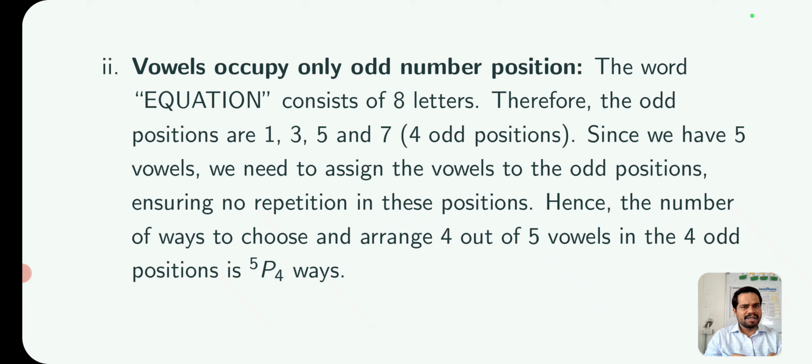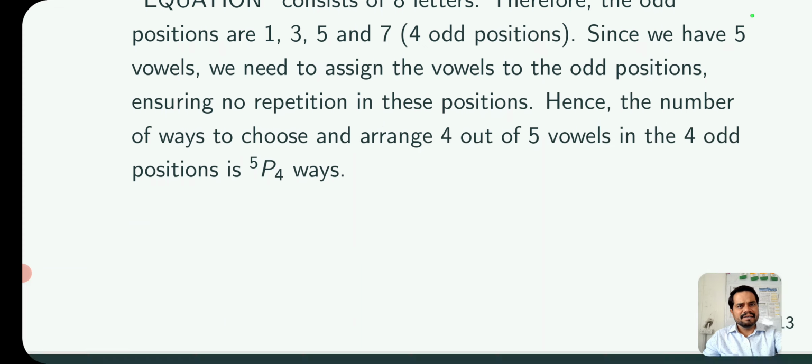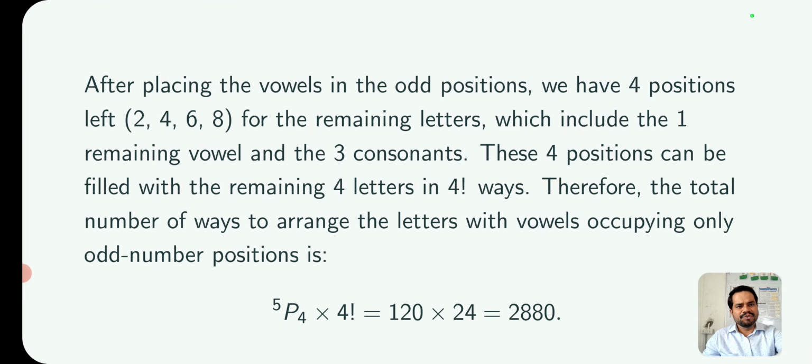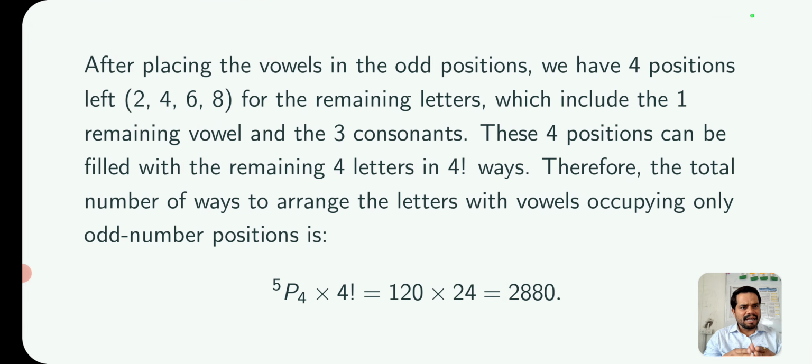to the odd positions, ensuring that there is no repetition of positions. Hence, the number of ways to choose and arrange 4 out of 5 vowels in the 4 odd positions is 5P4 ways, and you can calculate this. After placing these vowels, we have 4 positions left. All these are even positions, which include 1 remaining vowel and 3 consonants. So you can place the 1 remaining vowel and 3 consonants in these remaining 4 positions.